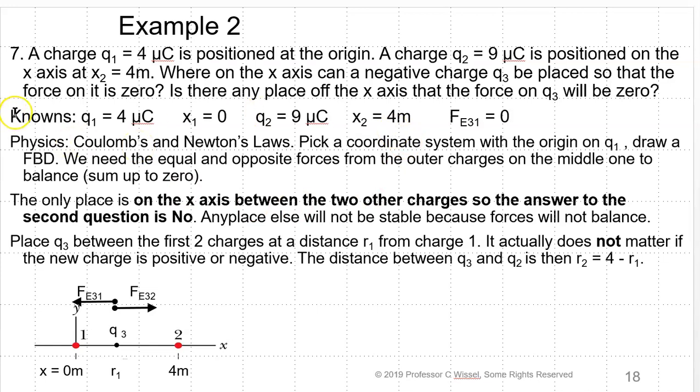Write down the knowns with the units on it. This is a good time to take note of those units, or you're going to have to convert to SI units, because if you don't do that, you're going to wind up getting messed up. So Q1 equals 4 microcoulombs. Here's, of course, a units trap. X1 equals 0, Q2 equals 9 microcoulombs, another unit situation. X2 is 4 meters. We want to know the electrical force on a third particle from the first one. We want that force to be 0. The physics of this is Coulomb's and Newton's laws. We're going to pick a coordinate system of the origin at Q1 to make it easy on ourselves.